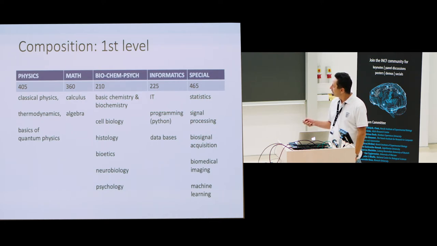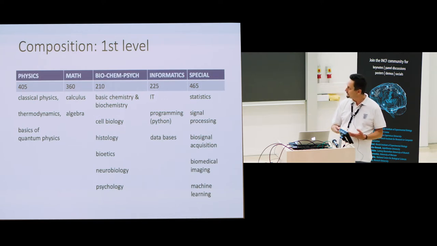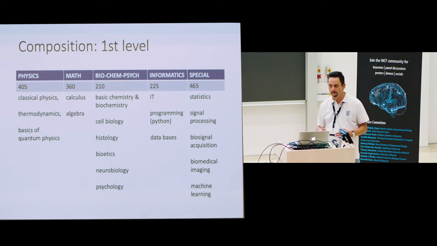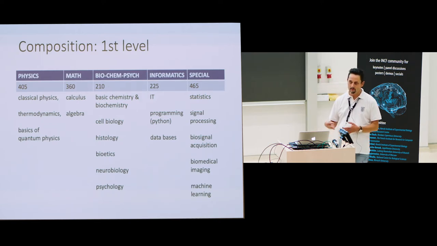And of course, we have some courses on databases as well. And from what I call special, these are courses that I think are somehow special to neuroinformatics. This is statistics, signal processing, biosignal acquisition, and biomedical imaging and machine learning. This biosignal acquisition, in fact, is quite a big portion of real laboratories. So they, in fact, measure those biosignals on themselves. So we work with human signals, not on the cell level, but on the surface level.